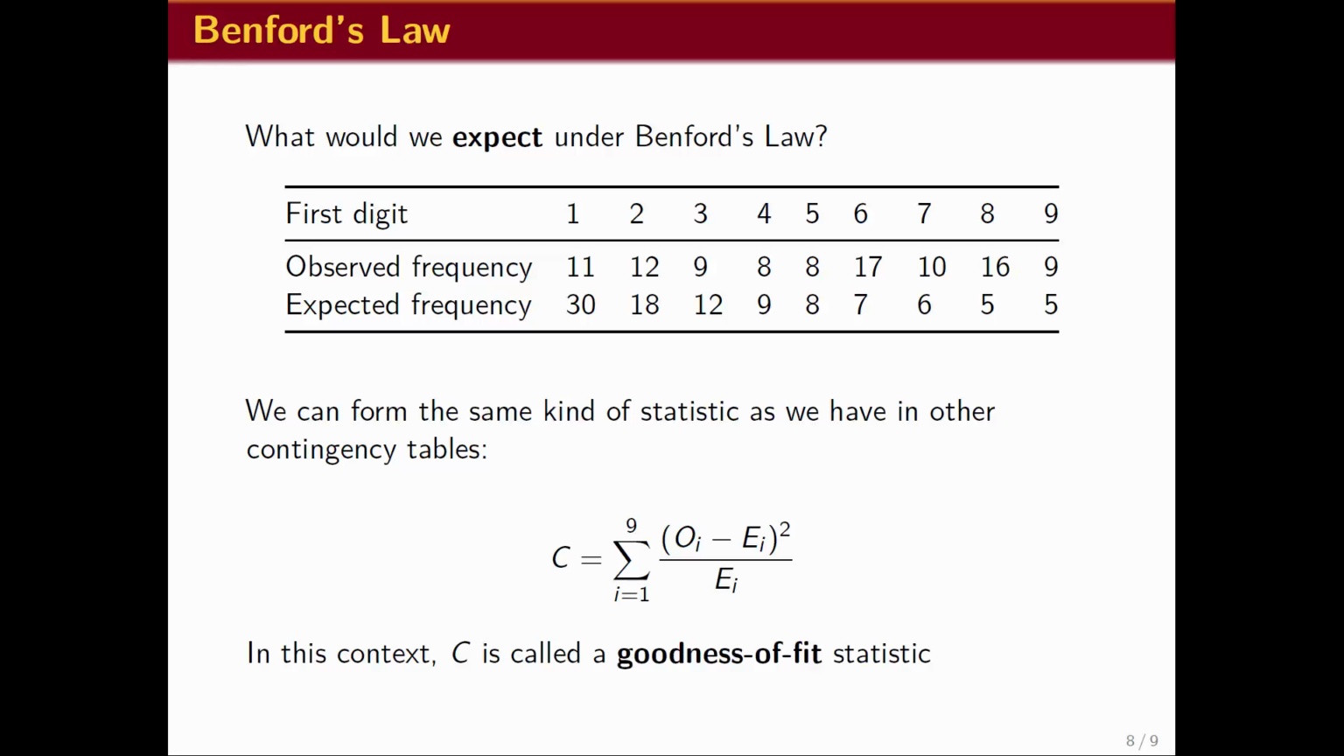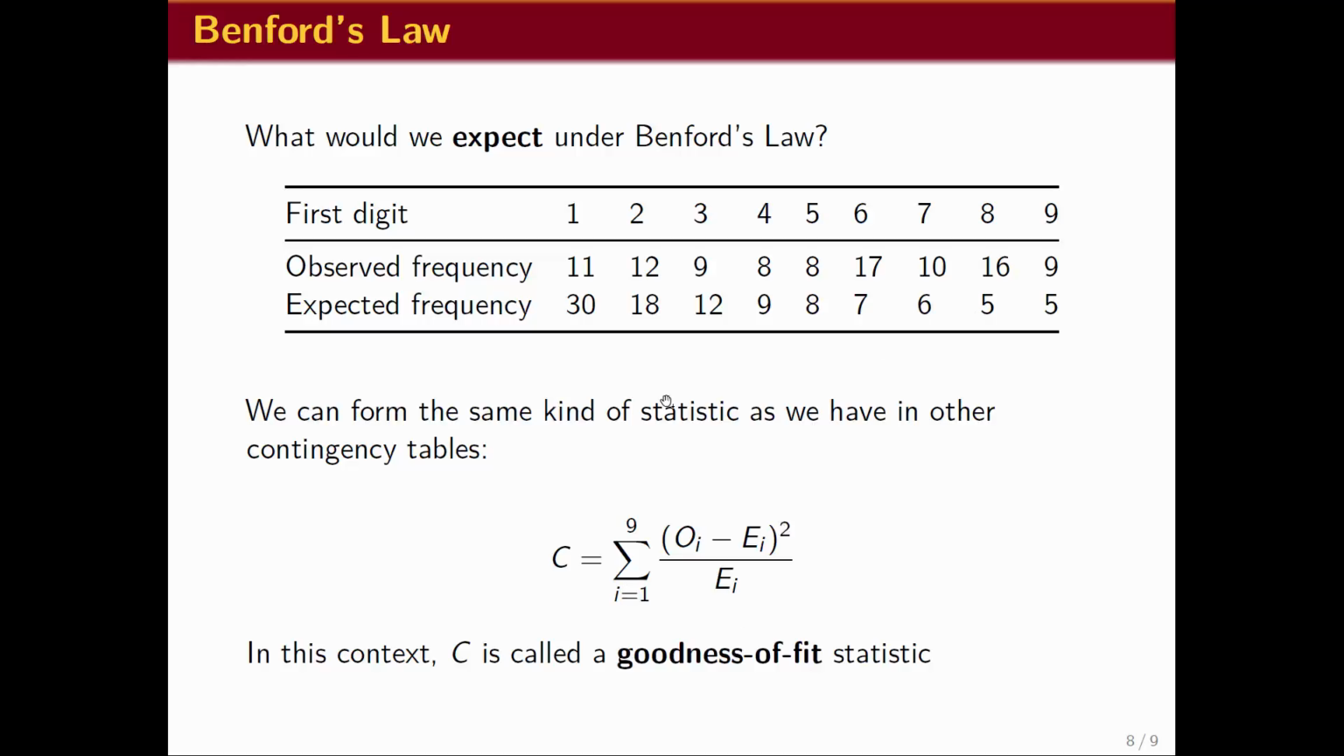What you're trying to do is assess the match between the observed frequency, the number of observations that start with a 1, with a 2, and the expected frequency if the data did follow Benford's law. So 30, 18, 12 are just conversions of the probabilities I showed you earlier, multiplied by 100, because we have 100 total numbers. Then we apply the exact same chi-square statistic as in the contingency table. We add up over all the cells: observed minus expected, squared, divided by expected, over these 9 cells.